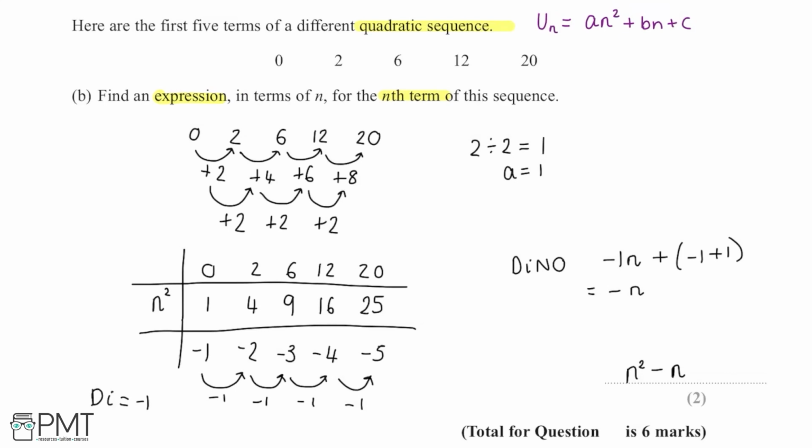If you come to the conclusion that n squared is going to be a term on its own here, so that a equals 1, you'll get the mark for that. And then the second mark is for the correct final answer that we have here.